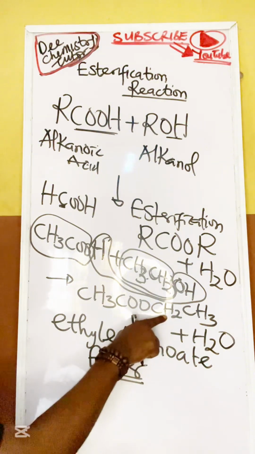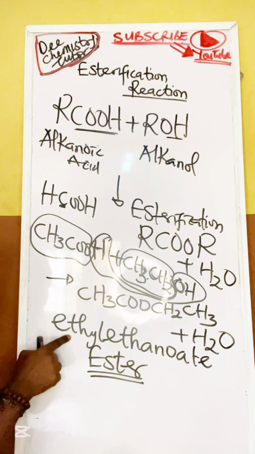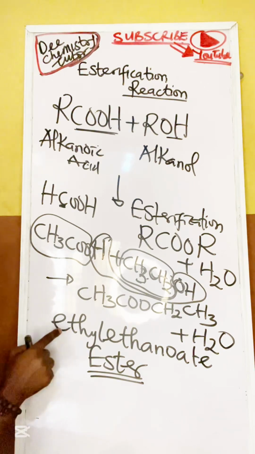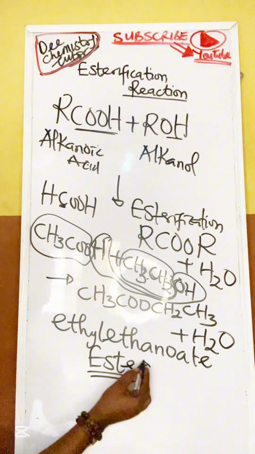Because this can be methyl. So it's going to be what? You call this one first. You call the alkanol part first before you call the what? The acidic part. So this is what they call an ester.